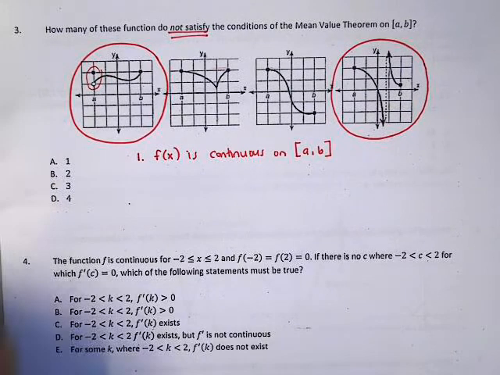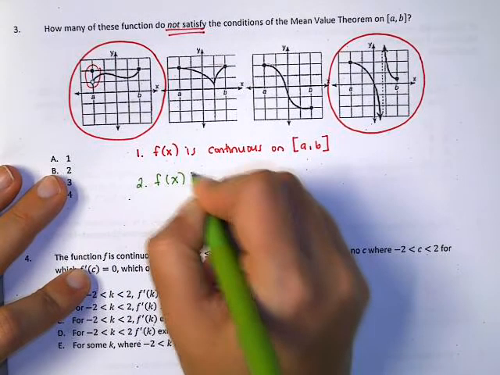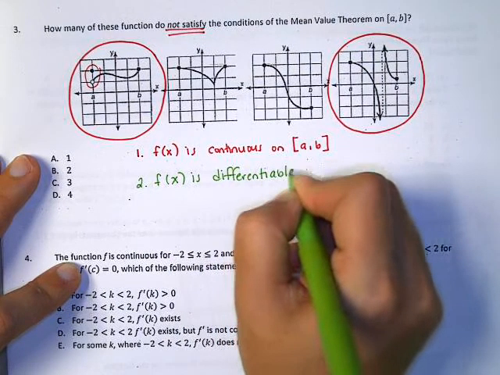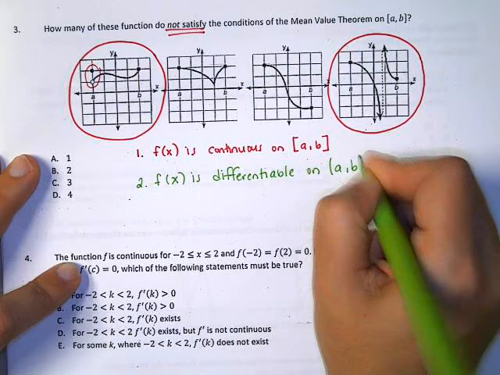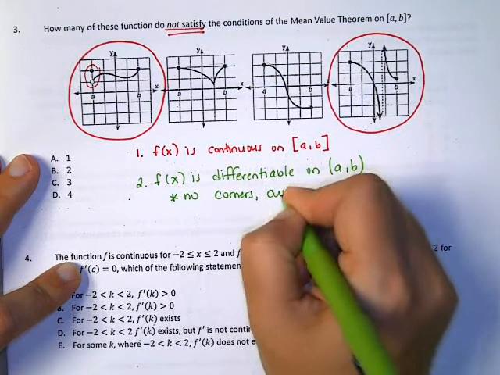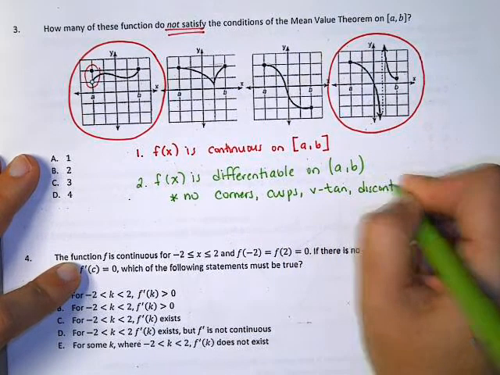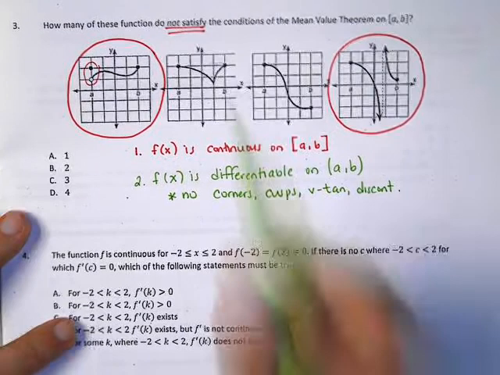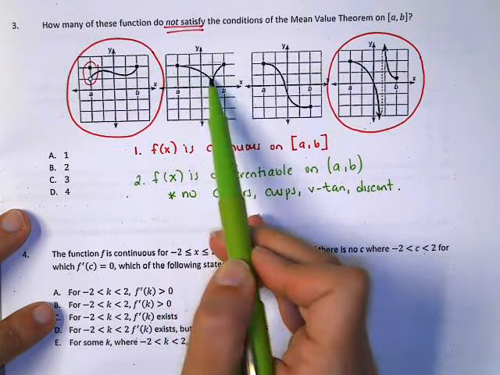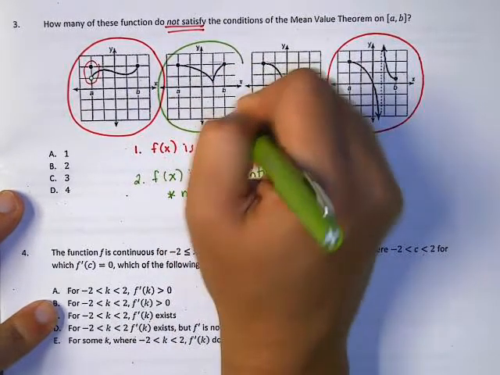Okay, if I take a look at the second condition, f of x has to be differentiable in between the endpoints. So, in other words, no corners, cusps, vertical tangents, or discontinuities. Now, if I look at this second graph here, I can see that there is actually sort of a cusp or a corner going on there. I'm not sure which one, but it looks kind of like a cusp. If that happens, then this does not satisfy the conditions.